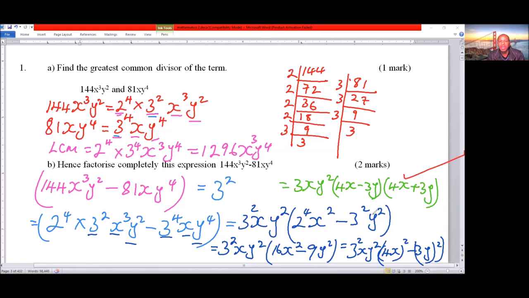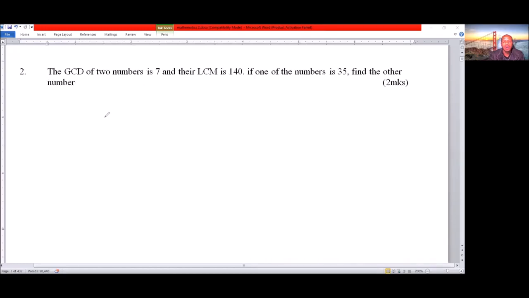of that question. So that is one of the questions. This is where we apply the LCM. So let's have a look at another question. This is our question number 2, and we are told the GCD of 2 numbers is 7 and the LCM is 140. If one of the numbers is 35, find the other number. Okay, you can do it in 2 ways.